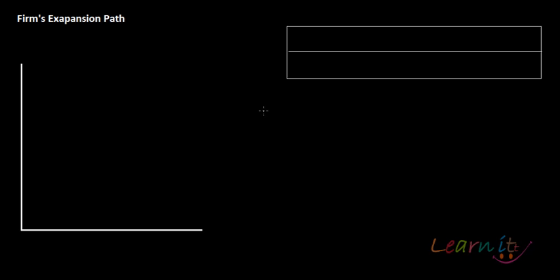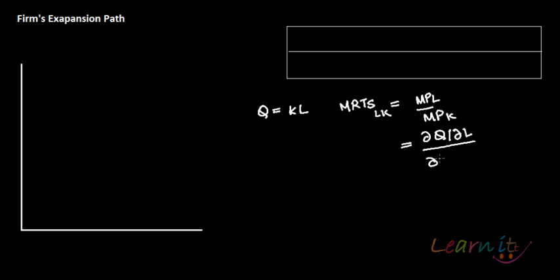Firm's expansion path. Suppose you have Q is equal to KL. This is your production function. What is the MRTS of L for K in this case? It is given by MPL by MPK, the ratio of marginal product of labor to marginal product of capital. What is the marginal product of labor here? That is del Q by del L, upon marginal product of capital, del Q by del K.